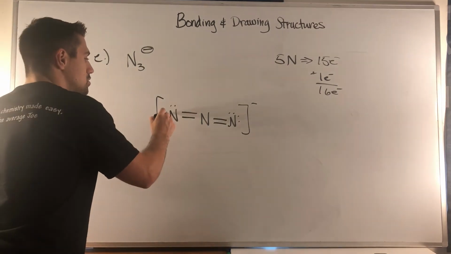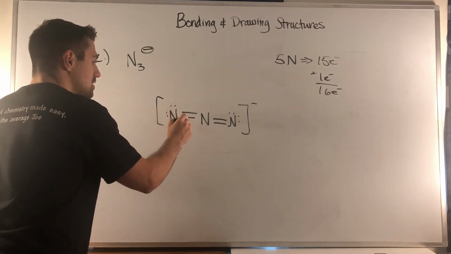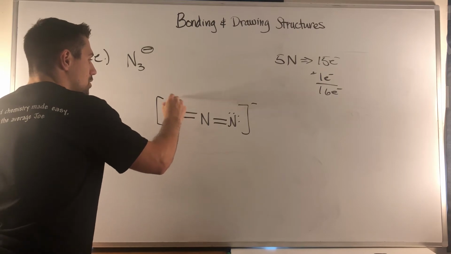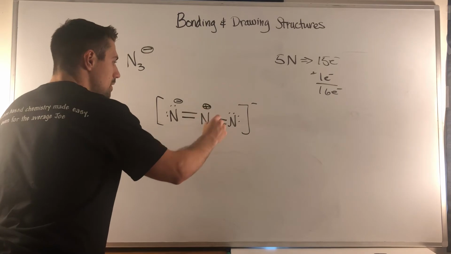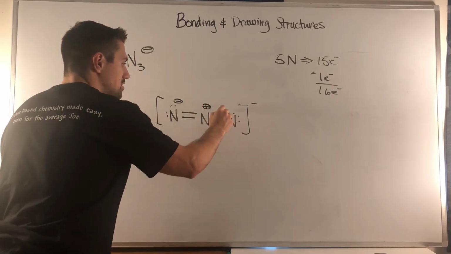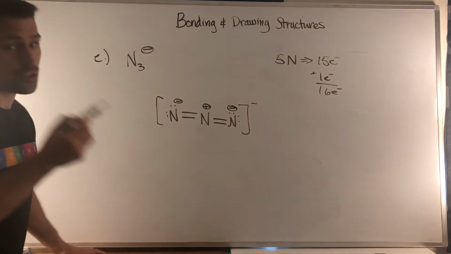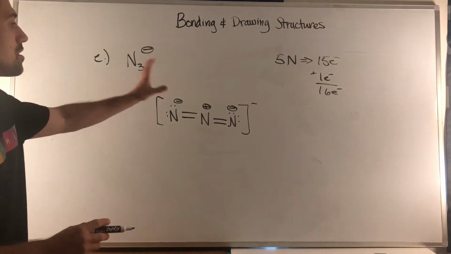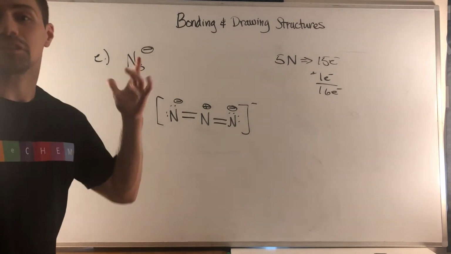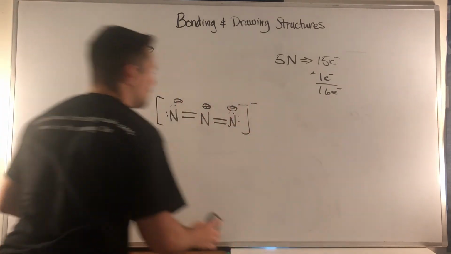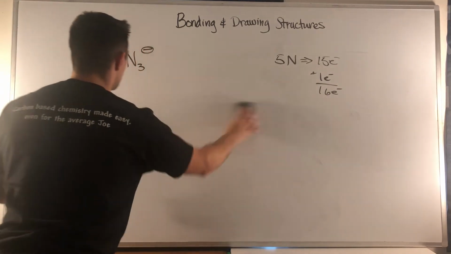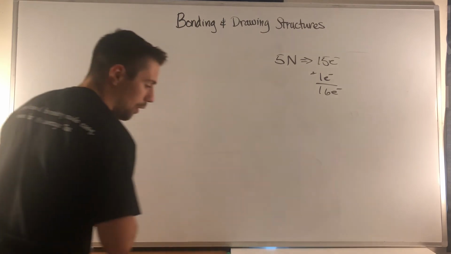So 2, 4, 5, 6. This is a -1 over here. 1, 2, 3, 4. This is a +1 here. And then 1, 2, 3, 4, 5, 6. -1 here. So everyone has a charge, actually. Okay? And this will be an example we revisit when we tackle resonance. But the Lewis structure, that's a valid Lewis structure, no problem at all.